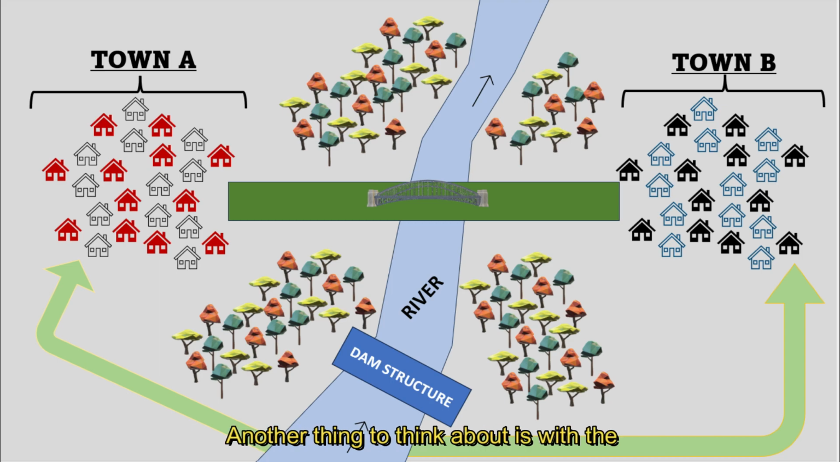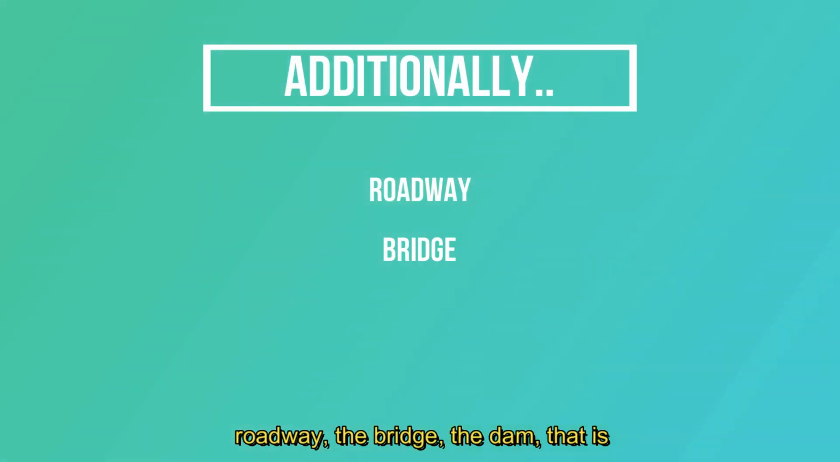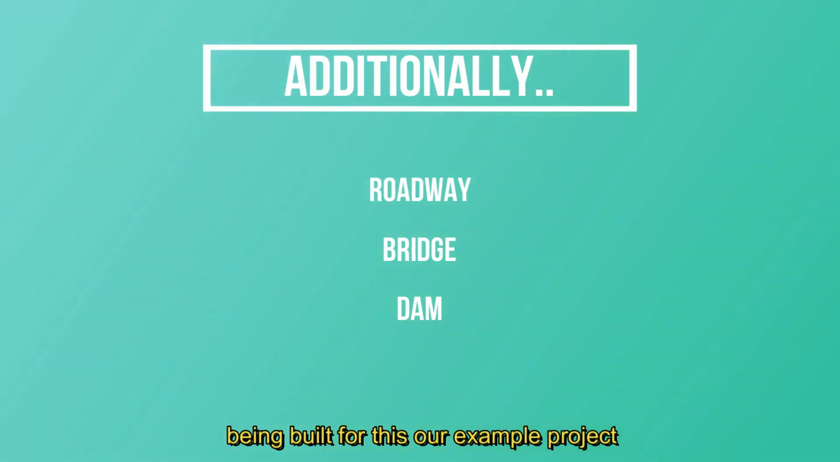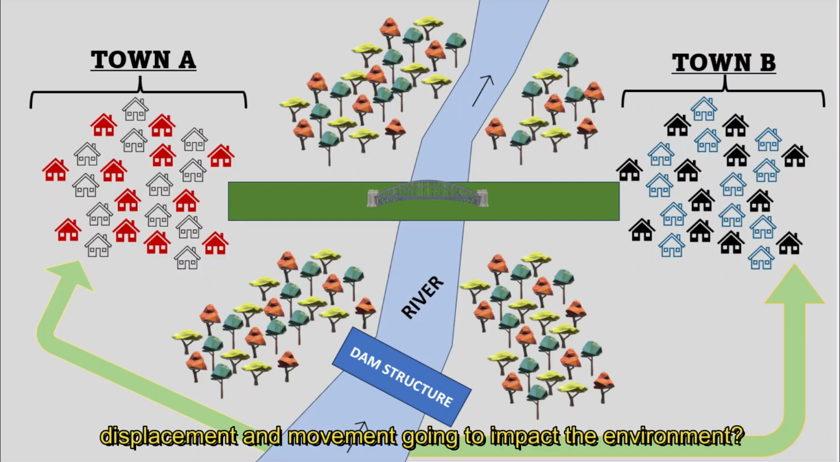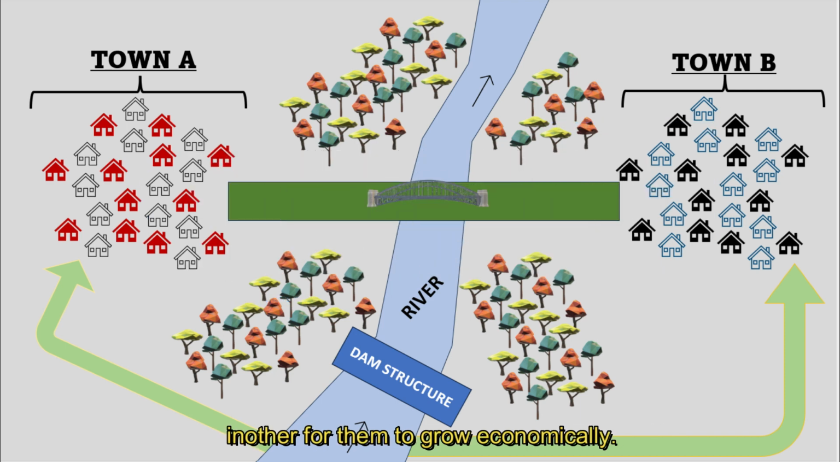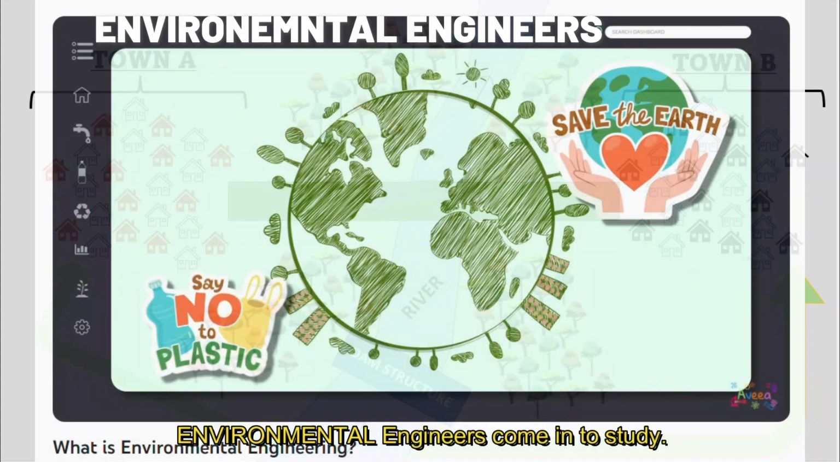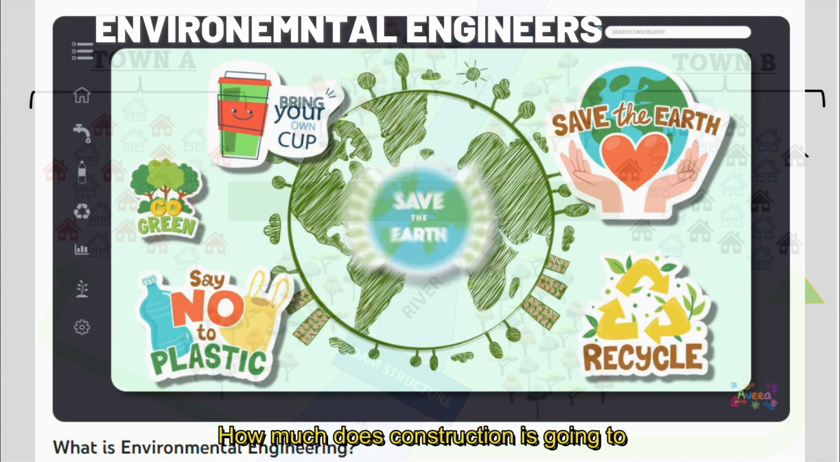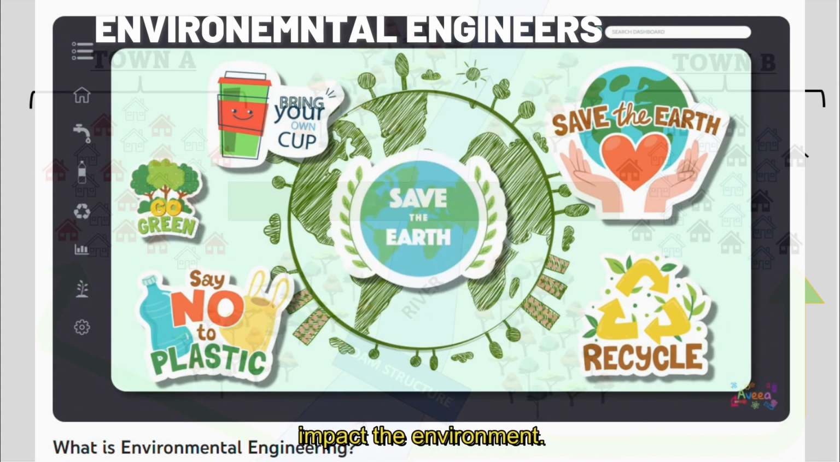Another thing to think about, with the roadway, the bridge, and the dam that is being built for our example project, is how all of this construction, displacement and movement is going to impact the environment. Yes, we want to link town A and town B in order for them to grow economically, but we also have to keep the integrity of the environment. And this is where the environmental engineers come in to study how much this construction is going to impact the environment.